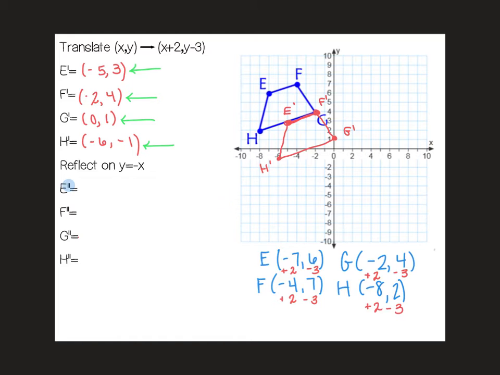So if we're going to reflect over y equals negative x, the rule is that they switch spots and they also change sign. So for E double prime, I would switch spots, so I would have 3, negative 5, and then they're also going to change sign. So it would be negative 3, positive 5. For F prime, they switch spots, they change signs. For G prime, they switch spots, they change signs. And for H prime, they switch spots, and then they change signs.